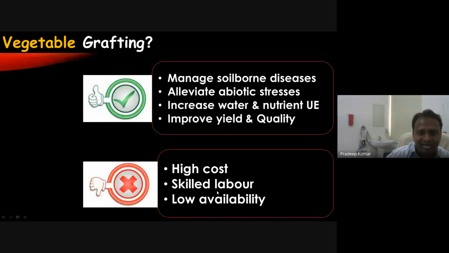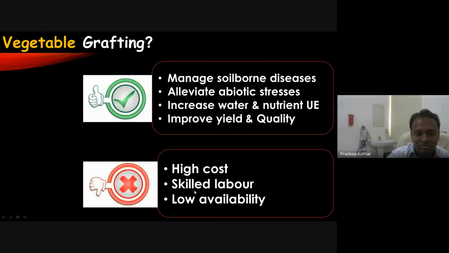Because grafted seedlings, particularly cucurbit crops, cannot be transported a lot to far areas because of their delicacy. Whereas tomato, capsicum, and brinjal can be transported thousands of kilometers in 2 to 3 days if they are in boxes. No damage happens. But in case of cucurbits, they are very delicate and it's very difficult to transport them to far areas.